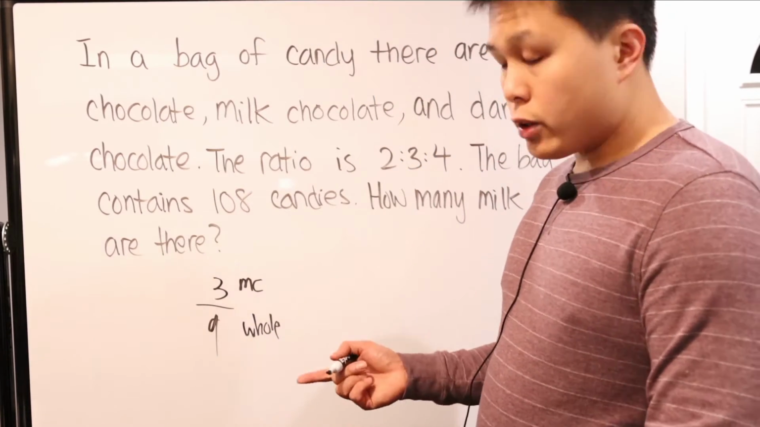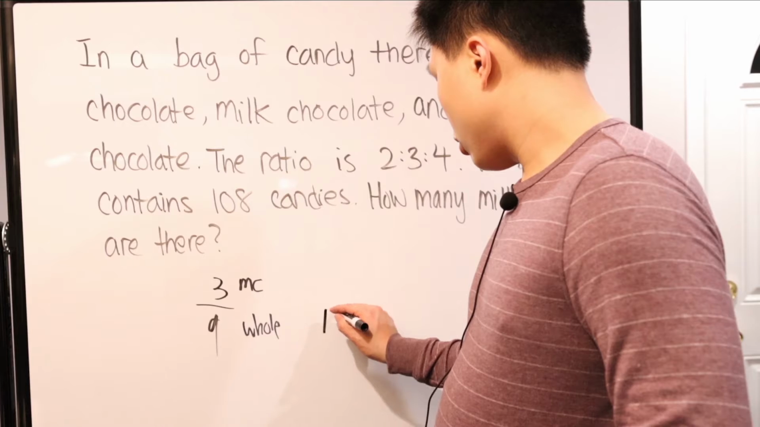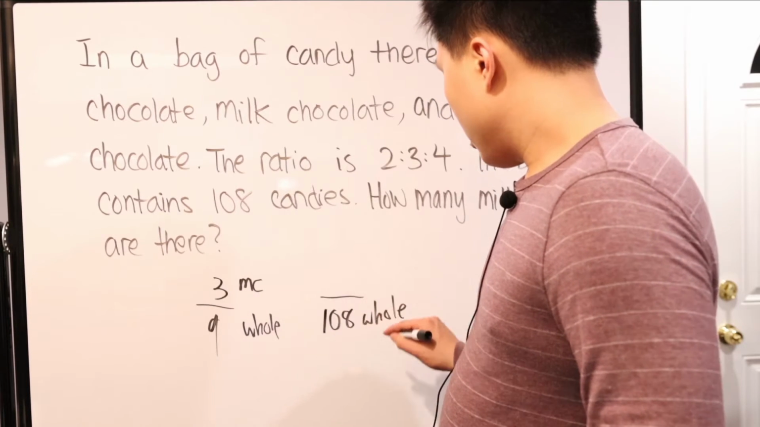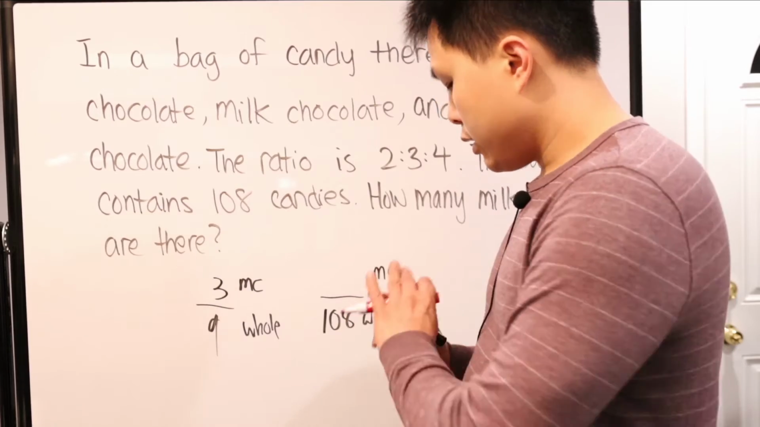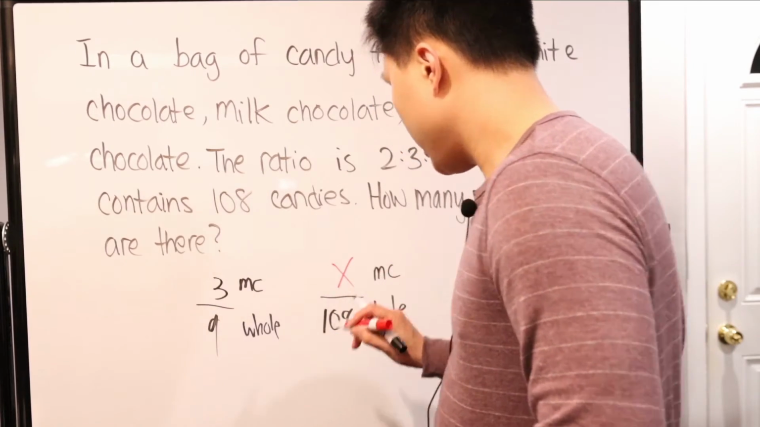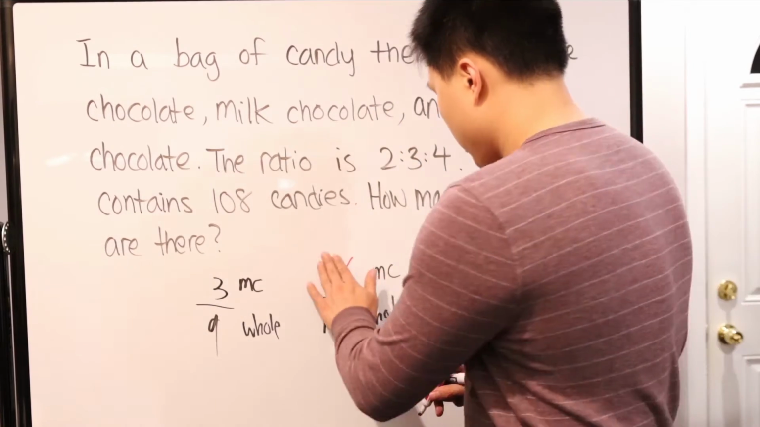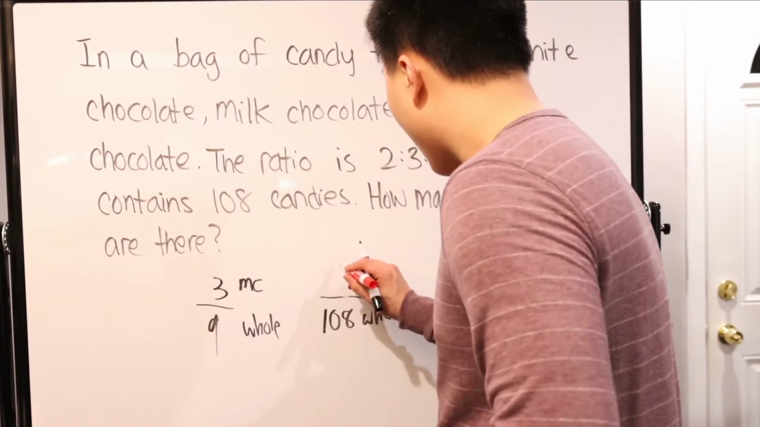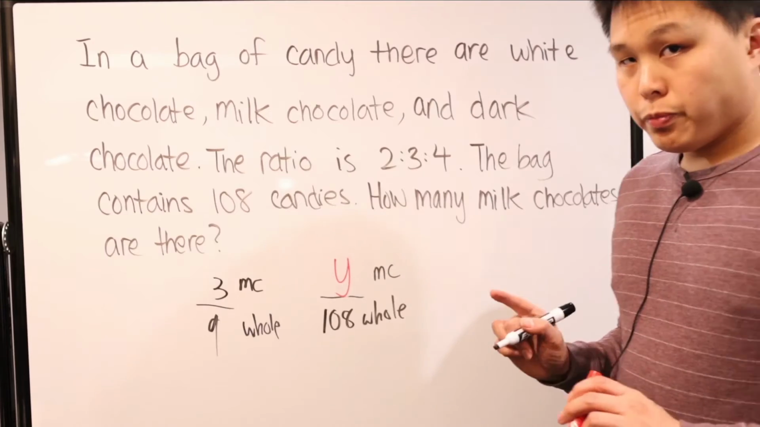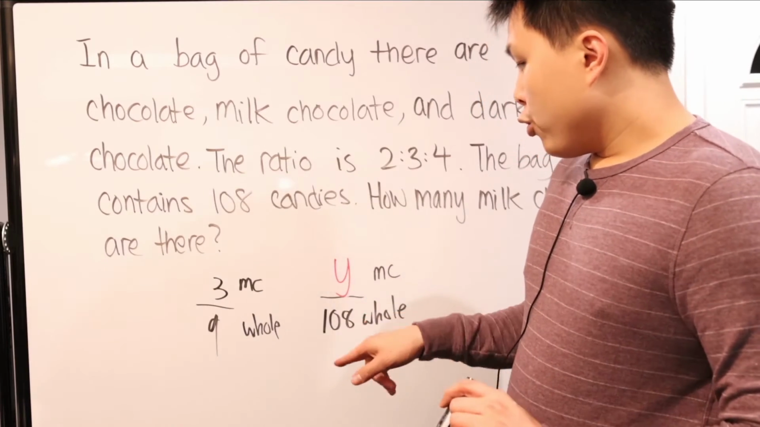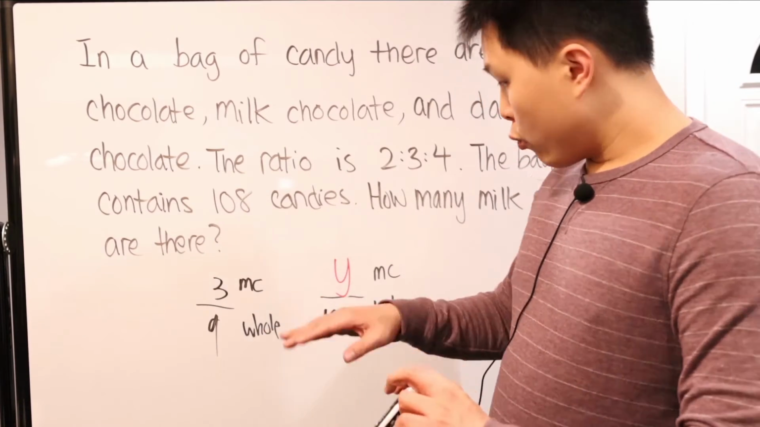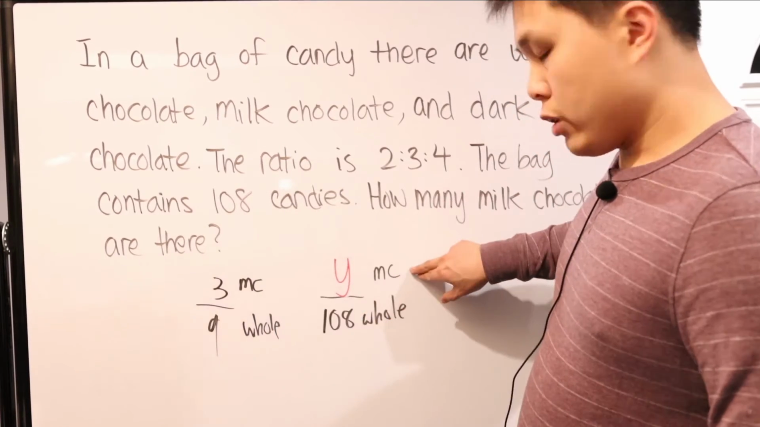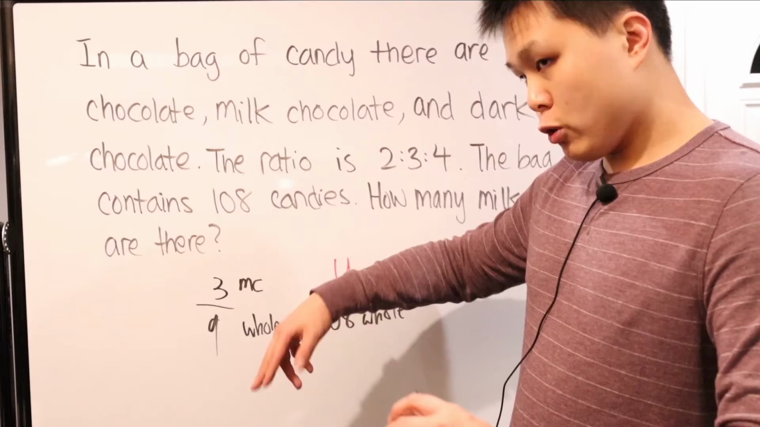All right, the next one is, well, we want 108 total. So that's our whole. What we want to find is our milk chocolate. We don't know what that is. I'm going to put X right here. Okay, probably not X because cross multiply is going to make it look a little weird. Let's do Y then. All right, now, here's how you would normally do it. You make sure that the top and bottom are related, or not equal, but related in terms of the units. This is milk chocolate, so this top must be milk chocolate. This is the whole group, right?